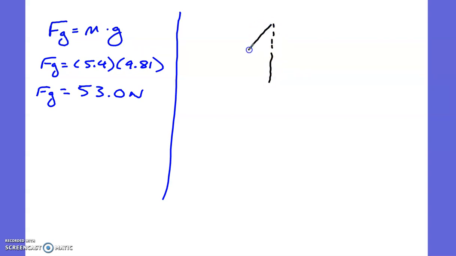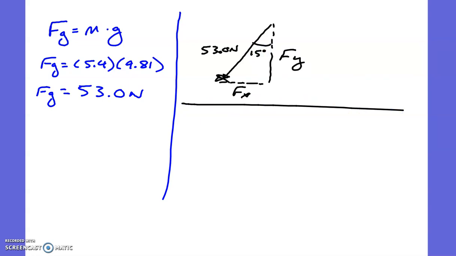I'm going to redraw this gravitational force triangle. I have my y and my x components. This here I now know is 53. And remember, this top angle is always the same as the angle of inclination. The first thing I'm going to do is solve for the x component. I'm going to have to use my SOHCAHTOA.